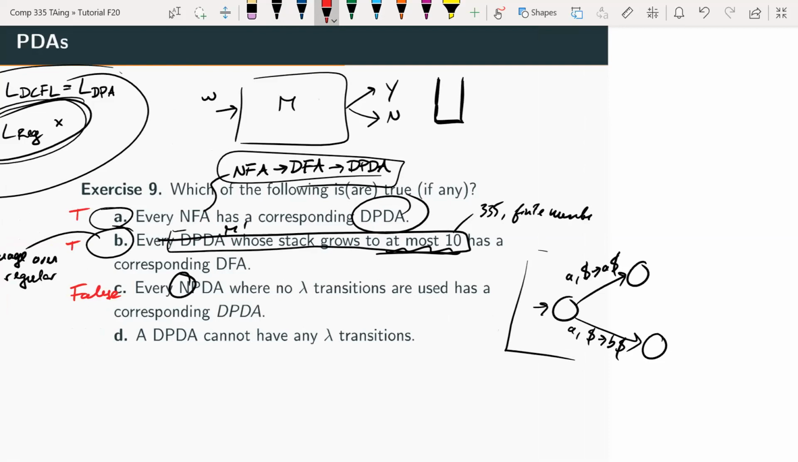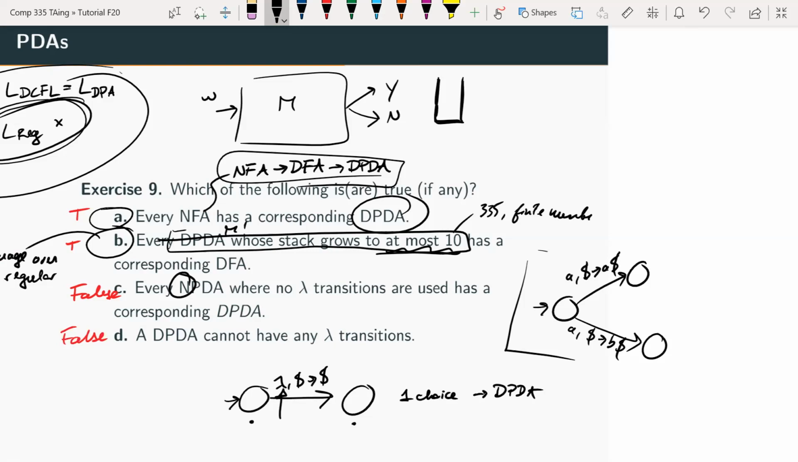And the last one is: a DPDA cannot have any lambda transitions. Again, if you know the DPDA definition, this is also going to be false. The only thing DPDAs force you to have is that for every transition you can only have one choice. If you're here and you just read a lambda, this is still a DPDA because for any string you have only one choice: you go from here, don't read anything, and go here. So it's a DPDA, but it does have a lambda transition. That's why this is false.